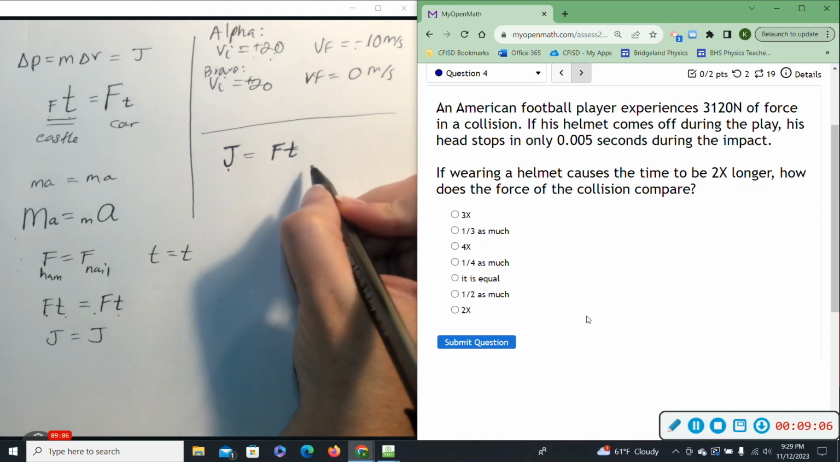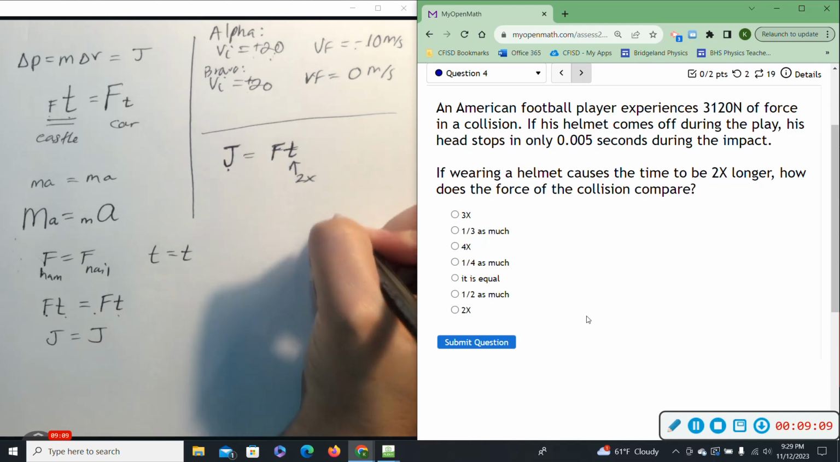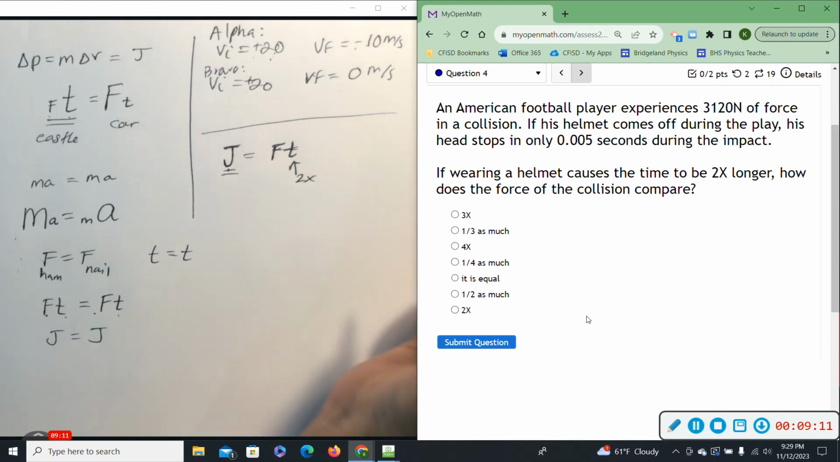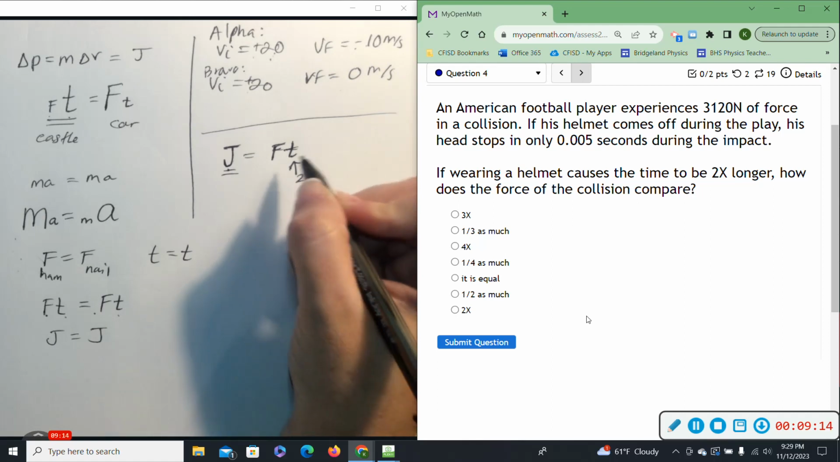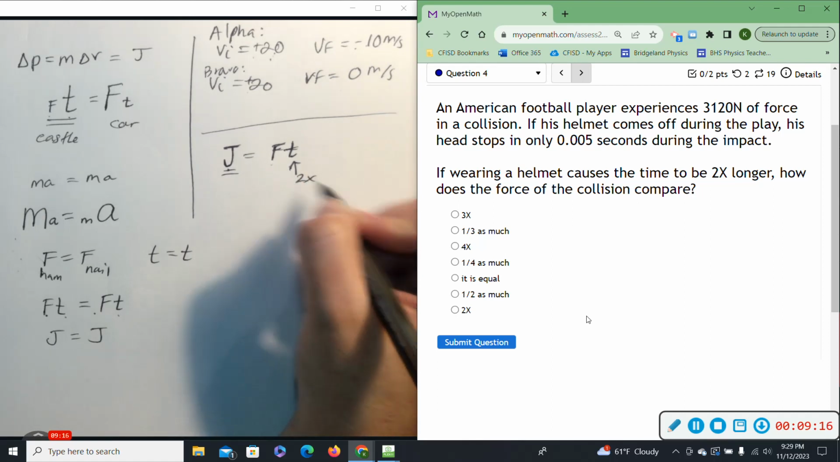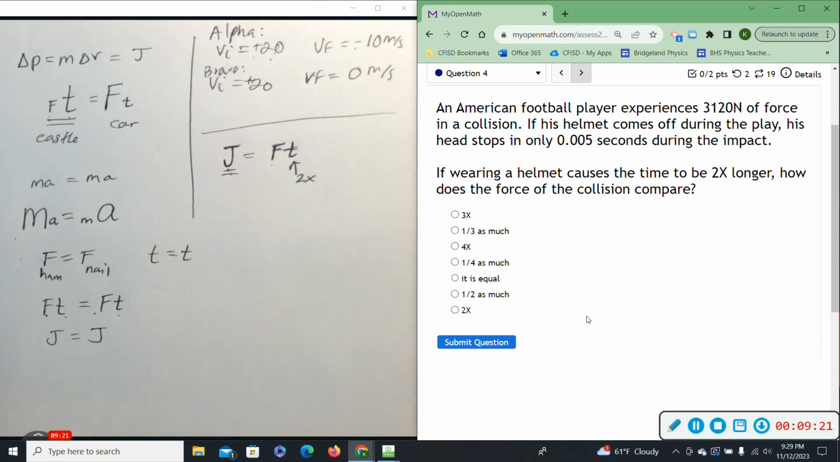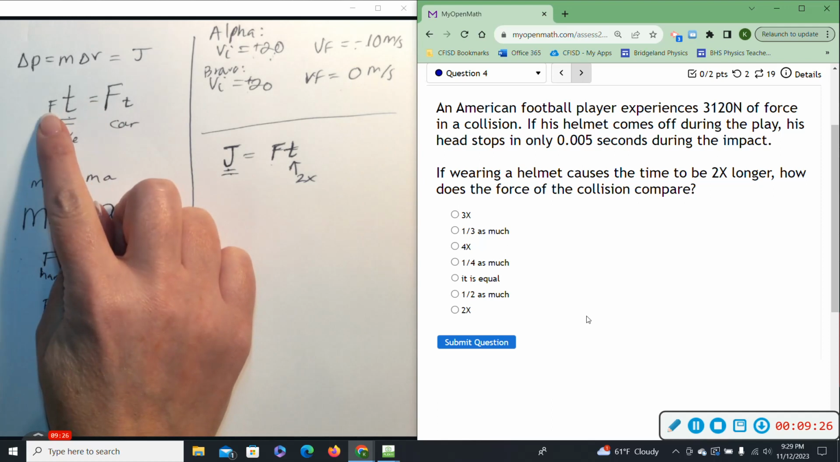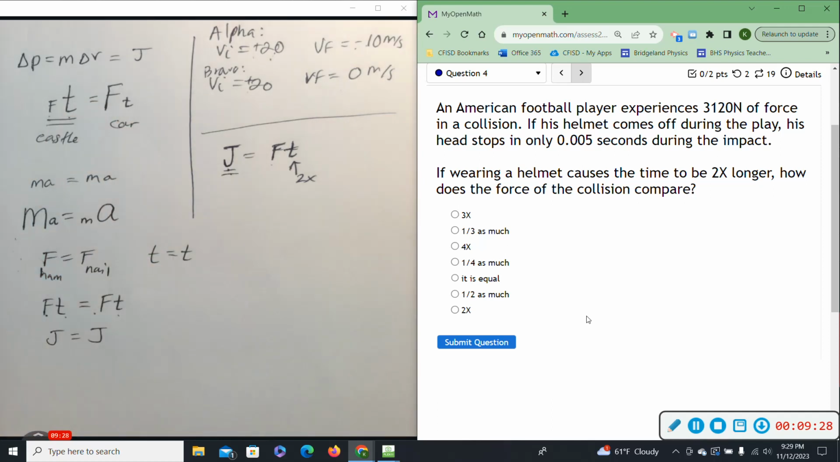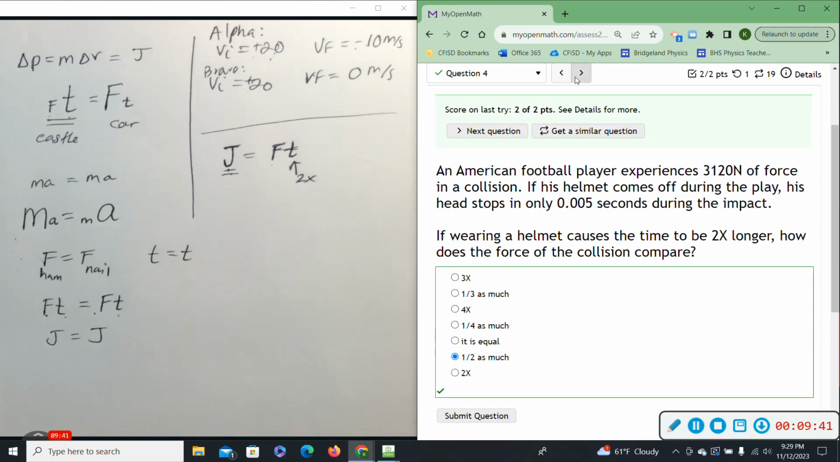If you have a time that is 2 times longer, and it's going to give you the same impulse, your force would have to be half as much so that you have the same impulse. Force and time are inversely proportional to one another. That's why when we write them, they end up looking like this. Small force, large time, large force, small time. Same idea here. If the time is 2 times longer, you would have half the force in the collision, half as much. It's an inversely proportional relationship.